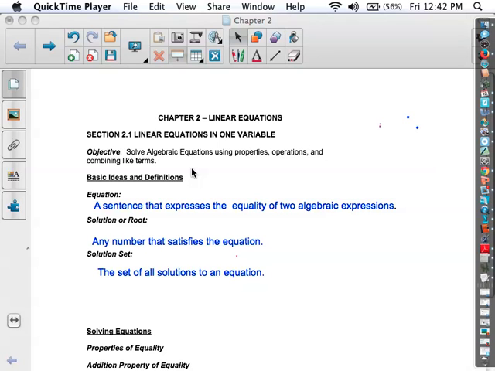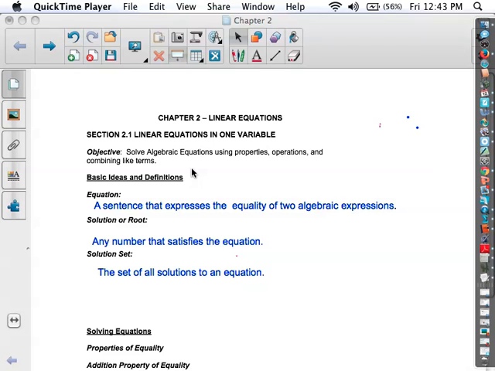Okay, let's take a look at the notes for Chapter 2, Section 1. This should be relatively short. Should look very, very familiar. These are properties that you've used, just probably not put a name to, or never really thought about the name that was associated with them. They're just basic ideas and definitions.